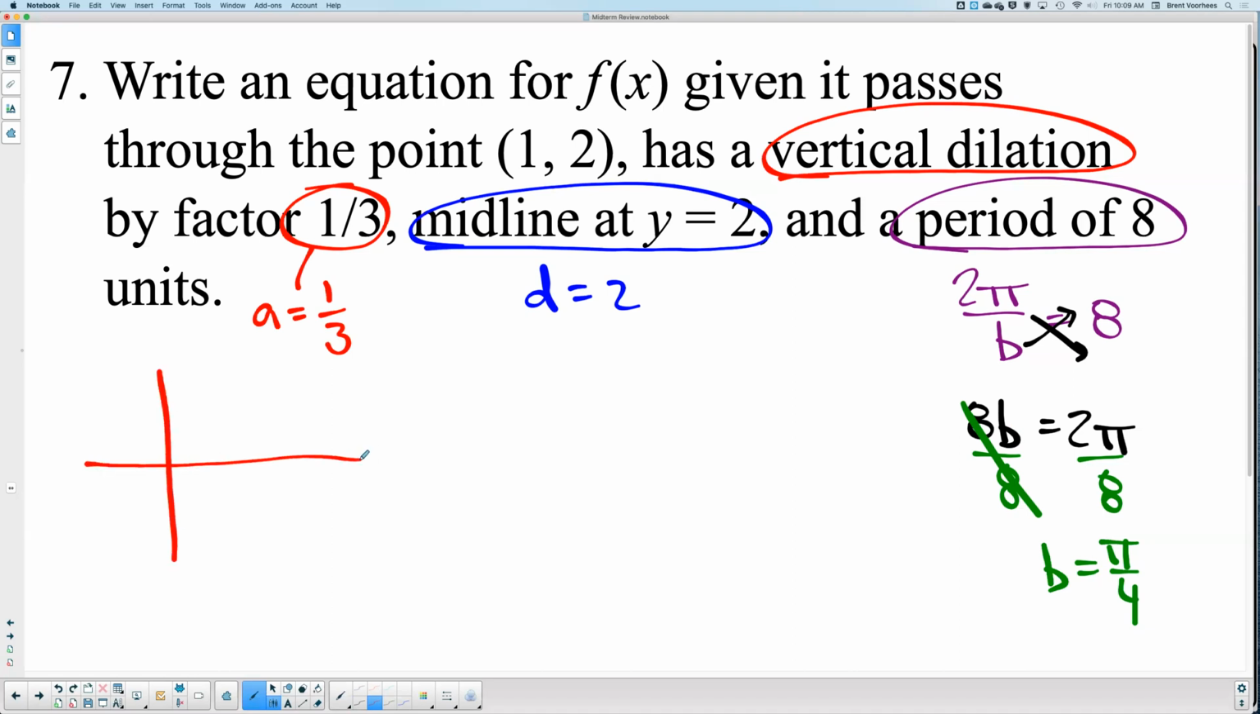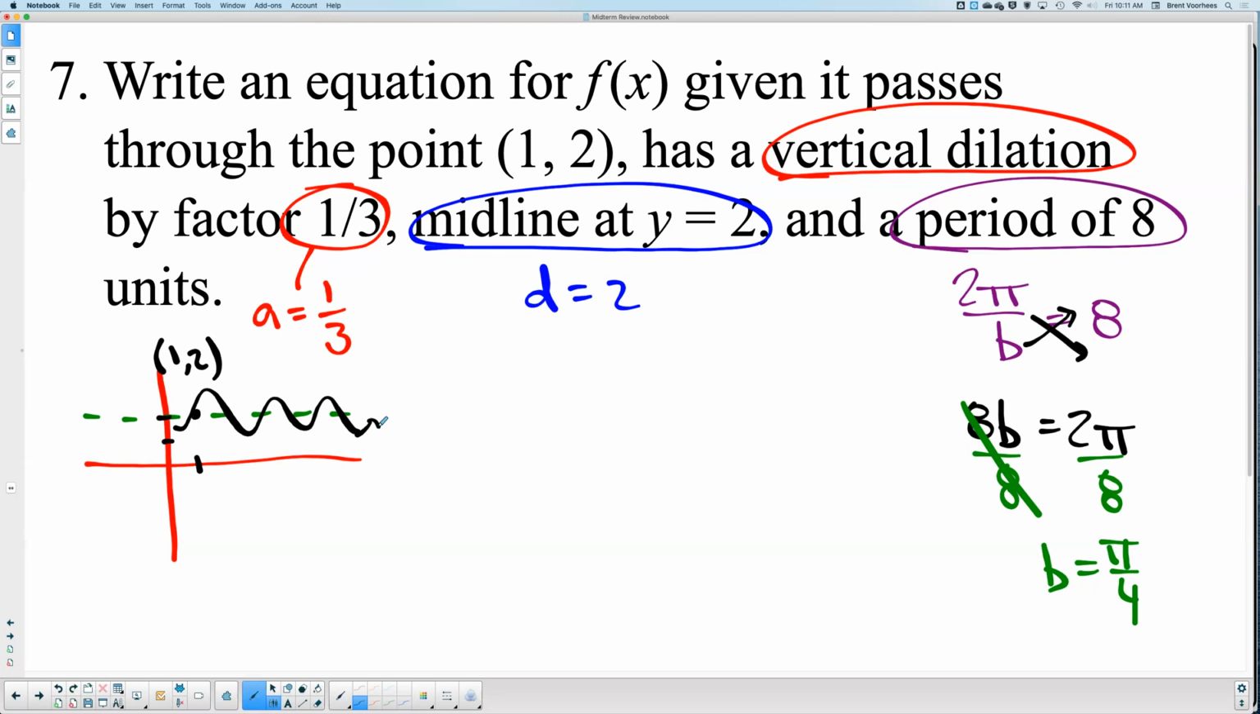So let's say this. We know that there is a midline at y equals 2. And we know it passes through the point 1 comma 2. It's multiplied by 1/3. What does that mean? It's only going to go up 1/3 and down 1/3. So since we don't know where it hits, the easiest thing is I'm just going to make this a sine function like this, because it satisfies that.